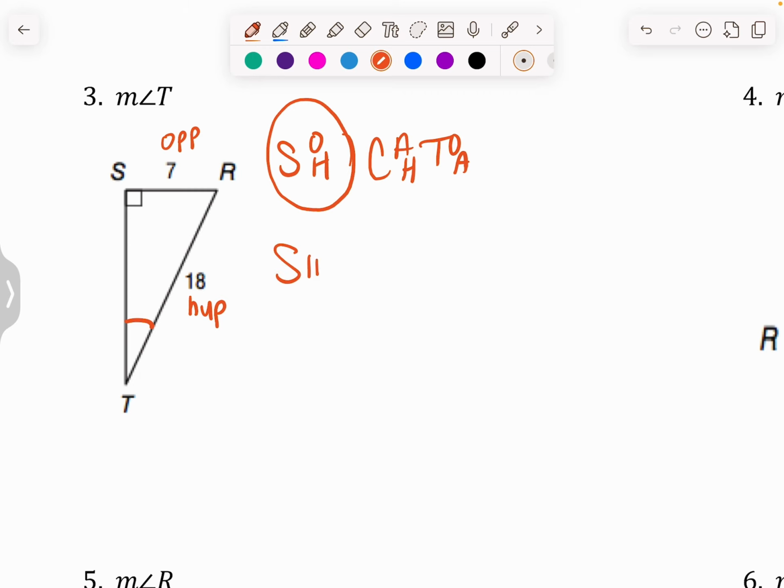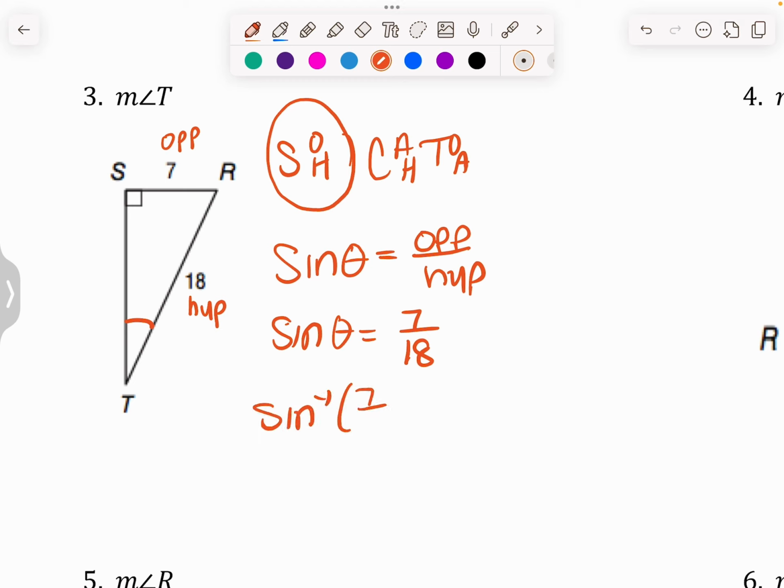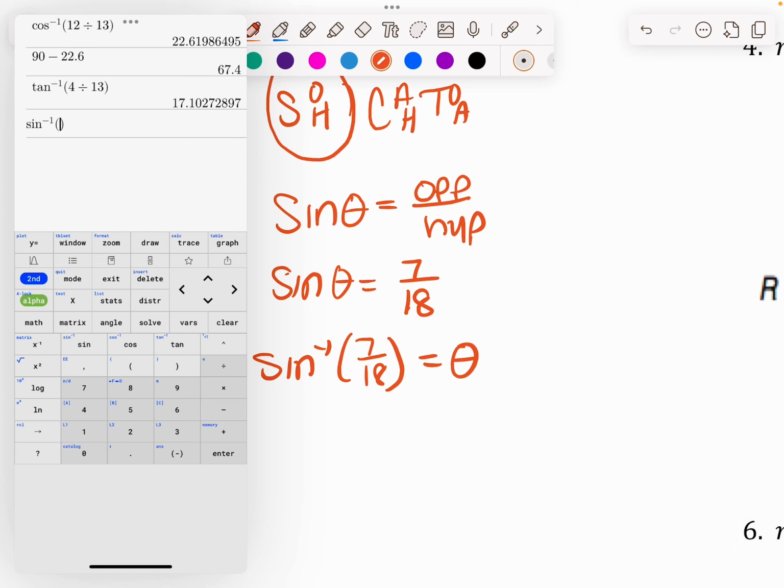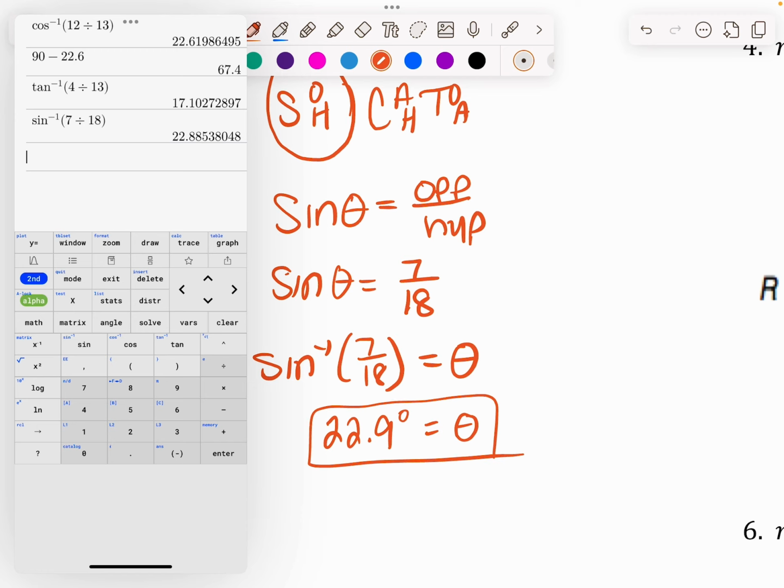So the sine of the angle is going to be opposite over hypotenuse, which means sine of angle T is going to be 7 over 18. So then to find the angle, you're going to do inverse sine of 7 over 18, and that's going to give you the angle. So inverse sine, so second inverse sine, 7 over 18. So the angle is 22.9 degrees if you round to the nearest tenth, because it's 8/8.